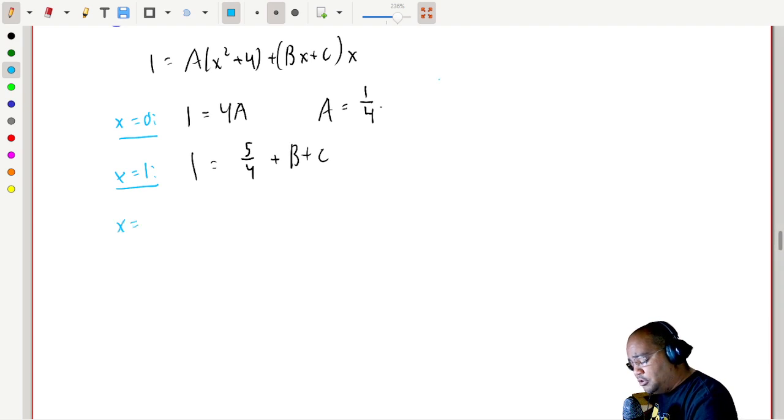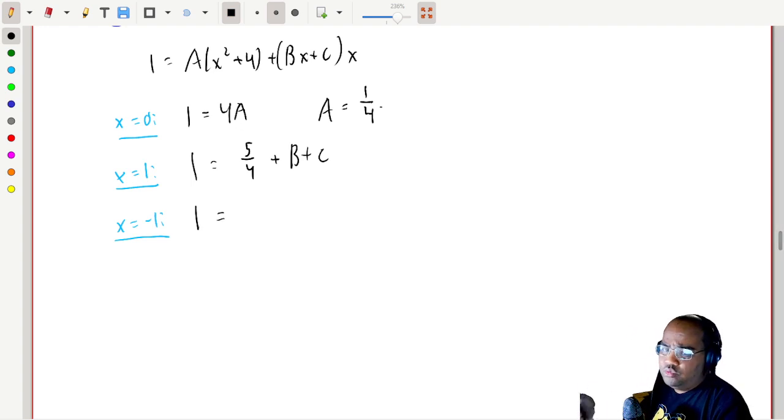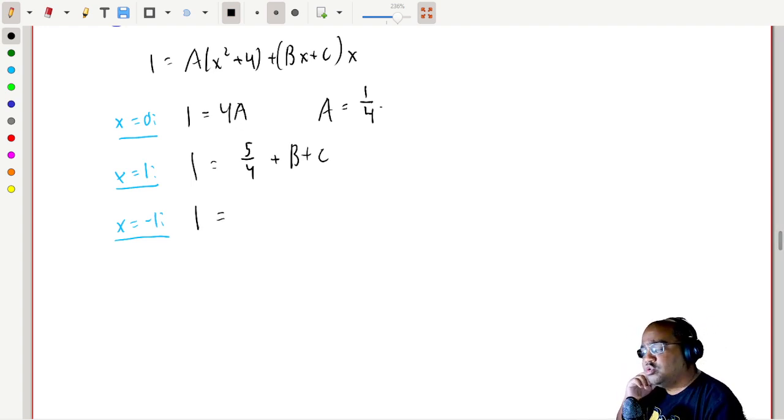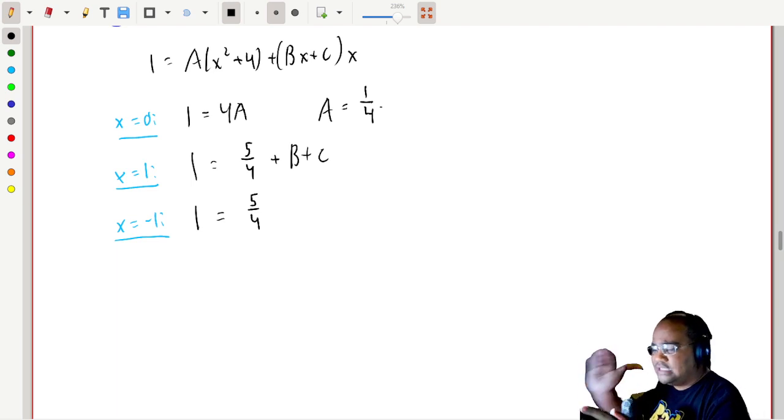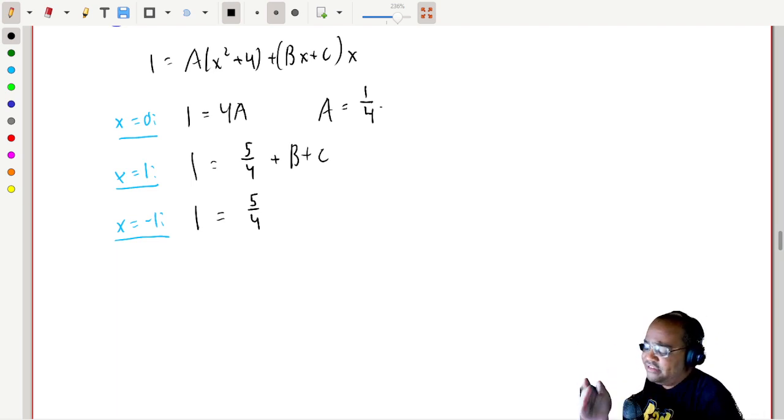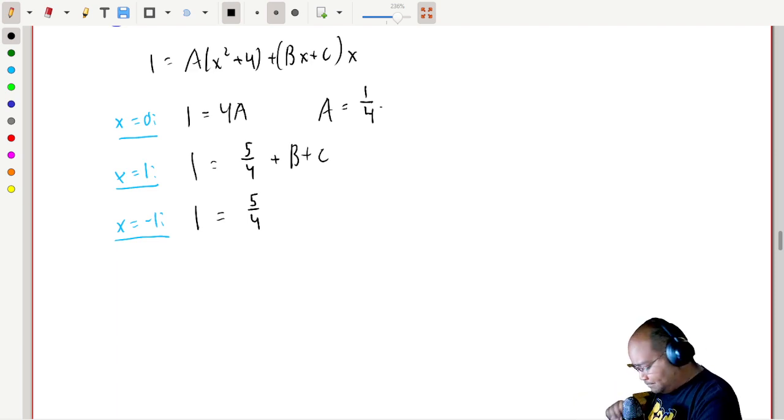Now, the next value I'm going to choose is x equals negative 1. So again, on the left-hand side, we get 1, and then equals what? Well, negative 1 squared is 1, plus 4 is 5, times a, which is 1 over 4, that's 5 over 4. Okay, remember, we're just replacing x on both sides here. It just so happens that the left-hand side was independent of x. So look out for that in your practice.